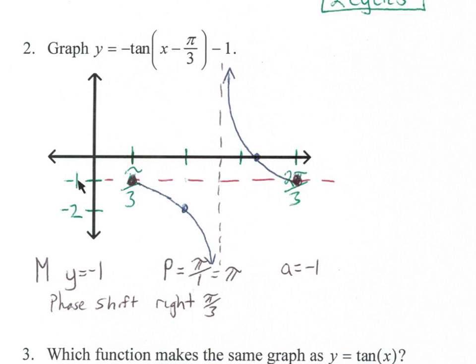I always put my midline first, -1. Then I do my phase shift. So what's going to happen is I'm going to graph at pi over 3 to the right. Normally our graph starts here for tangent. I'm going to start it right there, pi over 3 over. All right. Then to graph a tangent, you need to go 1 period over to find your next dot.